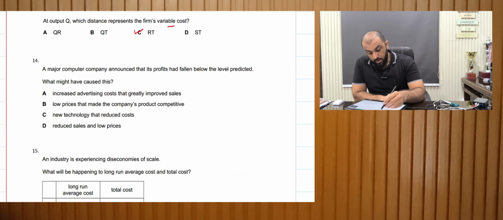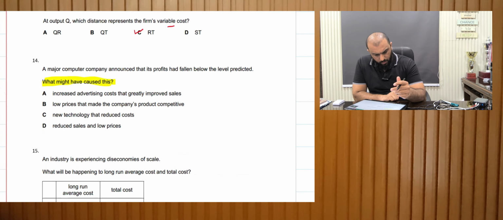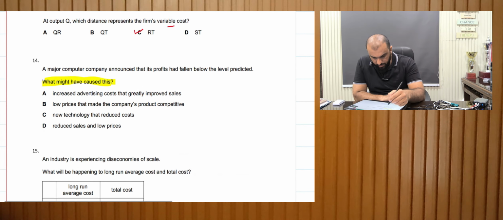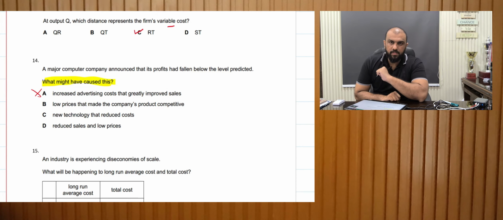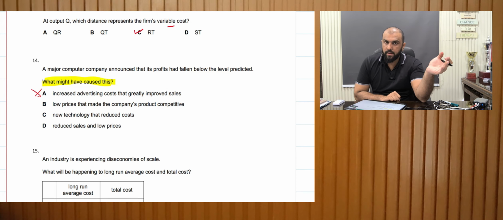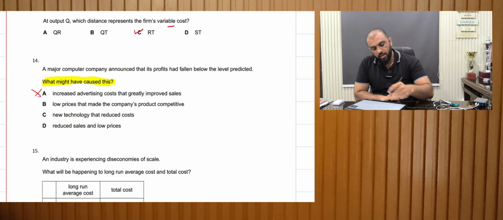A major computer company announced that its profit had fallen below the level predicted. What might have caused this? All right, profits have decreased. Increased advertising costs that greatly improved sales. Well, if that would have been the case, our profits would have been increasing. A could not be the answer. Low prices that made the company's products competitive. Now, this cannot be the answer as well, because our products are being competitive, which means we are selling more.